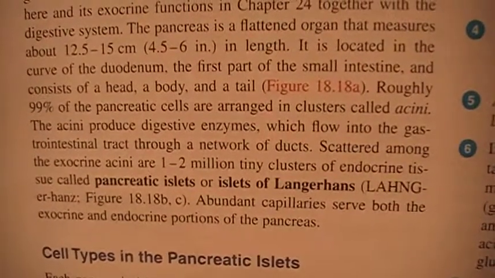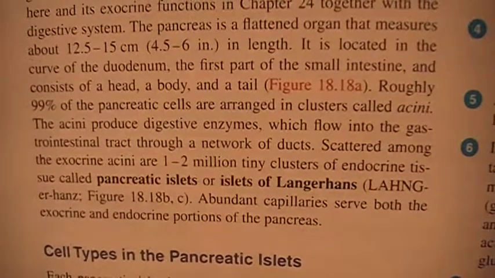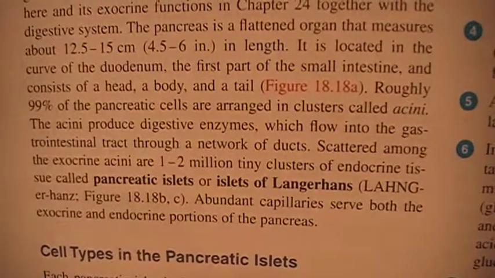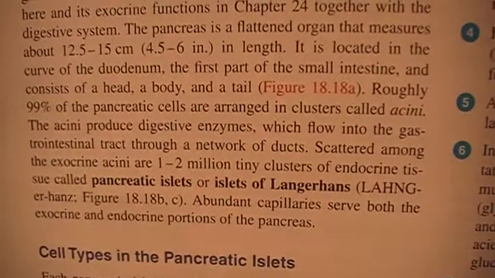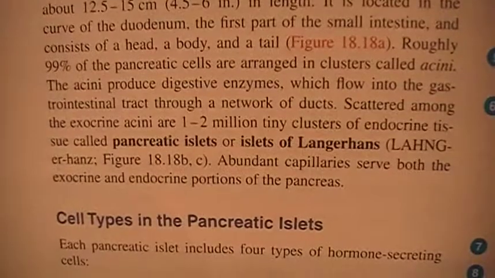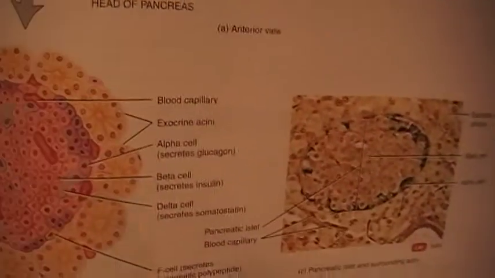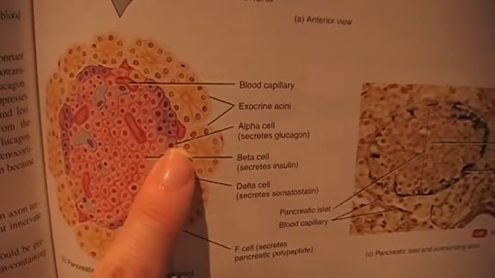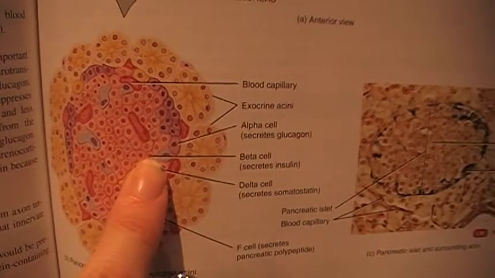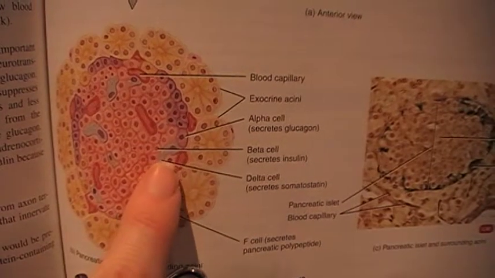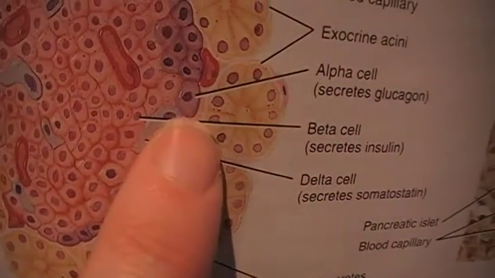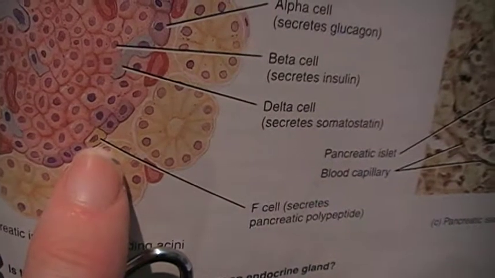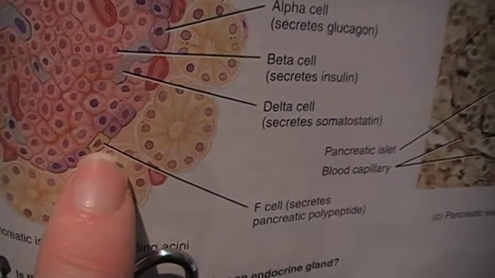The endocrine tissue called pancreatic islets, or islets of Langerhans, are here, and they contain alpha cells, beta cells, delta cells, which are these purple ones, and F cells, which secrete pancreatic polypeptide.